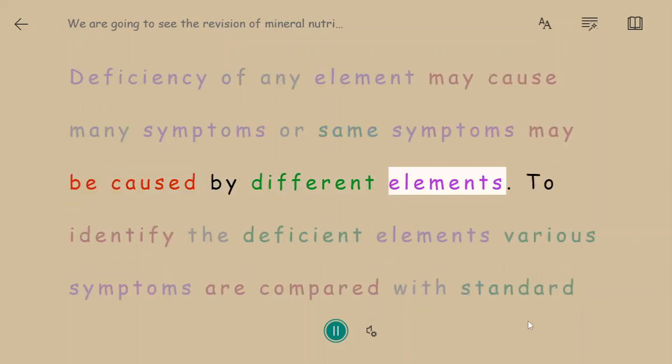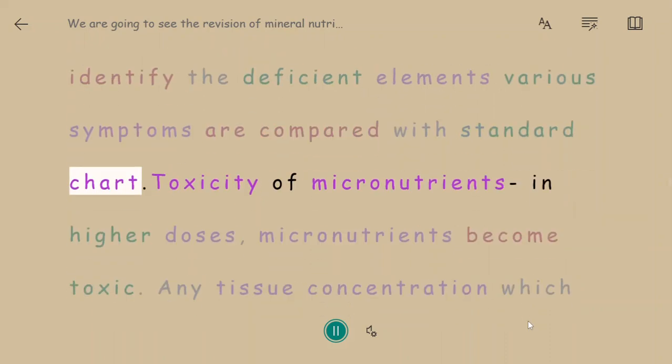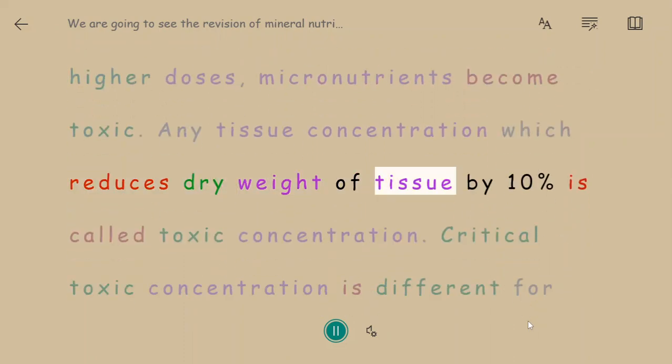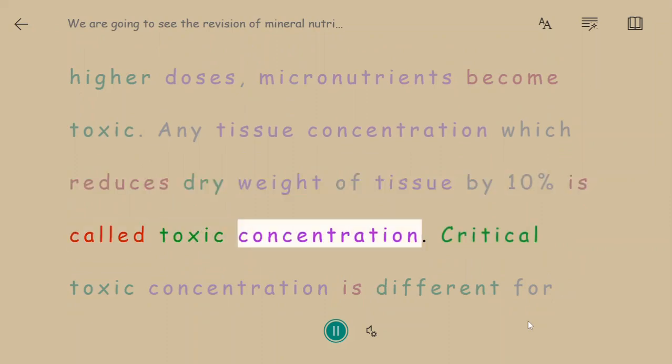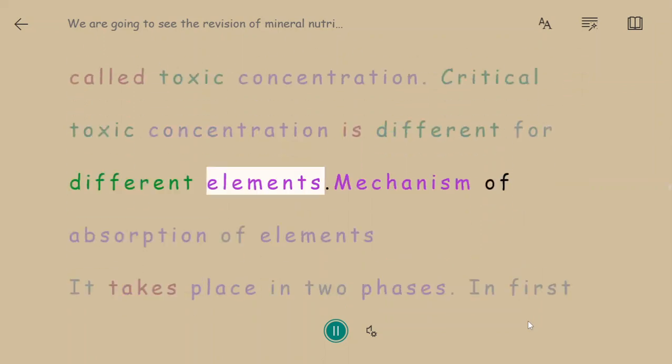elements. To identify the deficient elements, various symptoms are compared with a standard chart. Toxicity of micronutrients: in higher doses, micronutrients become toxic. Any tissue concentration which reduces dry weight of tissue by 10% is called toxic concentration. Critical toxic concentration is different for different elements.